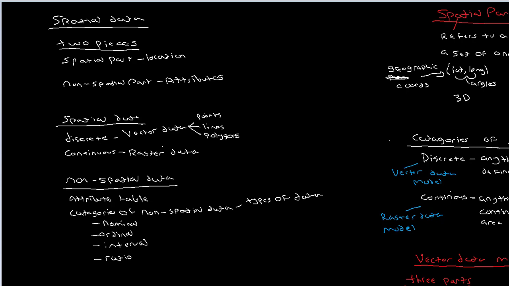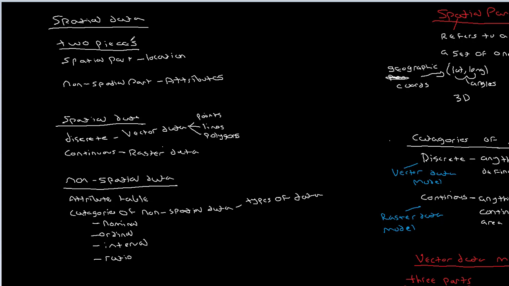And in this lecture video, we're going to continue our discussion on spatial data by talking about the non-spatial data part of it. In the previous videos, we've talked about how spatial data is a combination of the spatial part and the non-spatial part. And we talked about the spatial part in depth in terms of vector data model and raster data model. But now I want to talk about the non-spatial part.